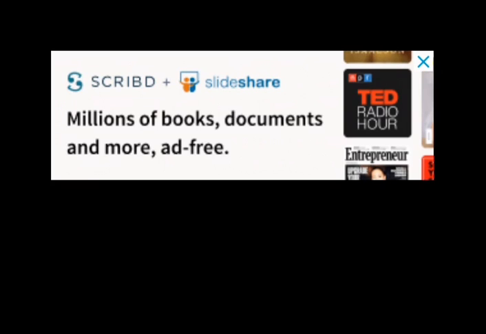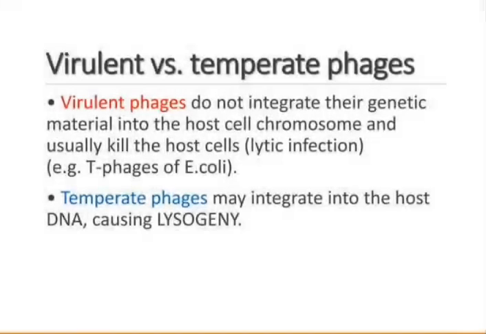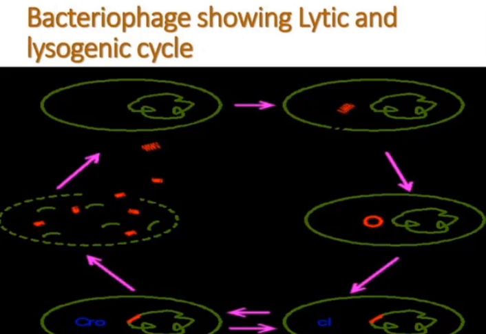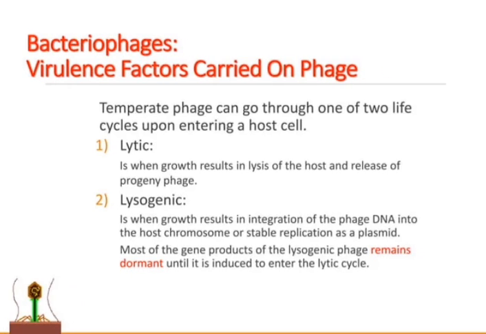Virulent versus temperate phages. Virulent phages do not integrate their genetic material into the host cell chromosome and usually kill the host cell, that is the lytic infection. Temperate phages may integrate into the host DNA, causing lysogeny. Bacteriophage virulence factors can be carried on the phage.